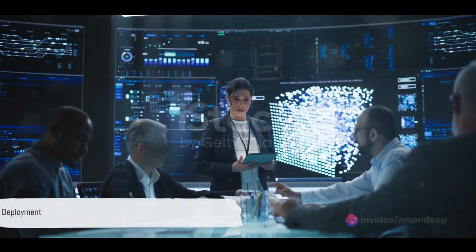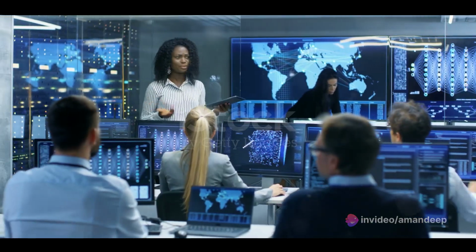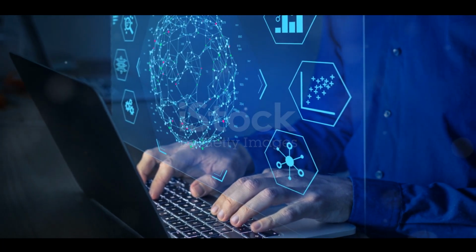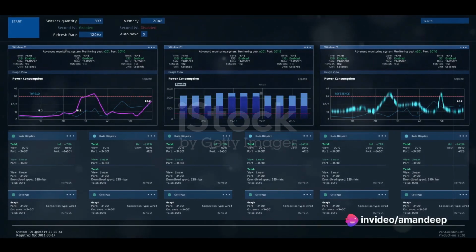Step 7 is model deployment. After the models are trained and evaluated, the successful ones are deployed into production environments, where they can make real-time predictions or decisions. Scalability, performance, and monitoring are key considerations at this stage.